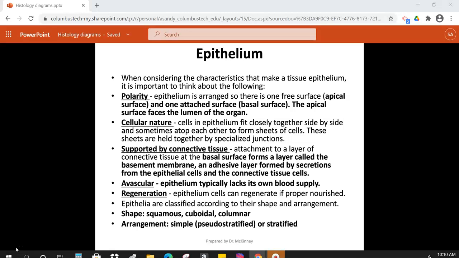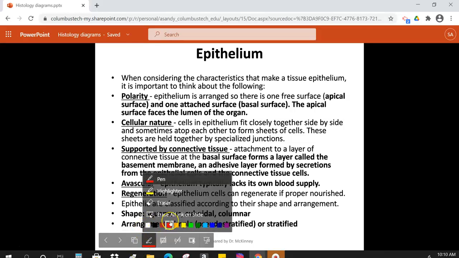So the first one is polarity, and you may recognize that term from the chemistry chapter, but this is going to be a little bit different than that polarity. Polarity here, and I'm going to go to the next slide to show you, means that the epithelial cells have an attached surface and a free surface. The free surface is referred to as the apical surface, and the surface that's attached to an underlying membrane is referred to as the basal surface.